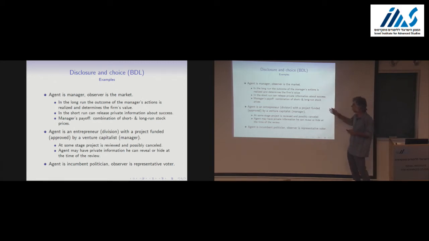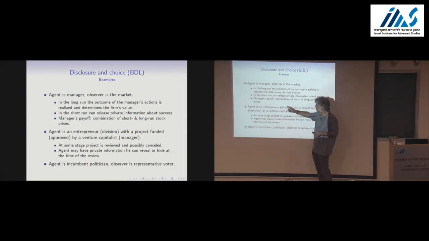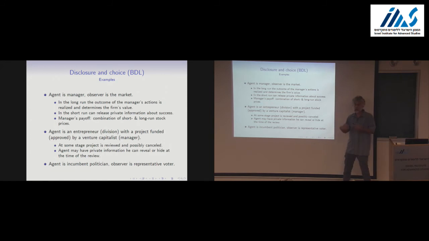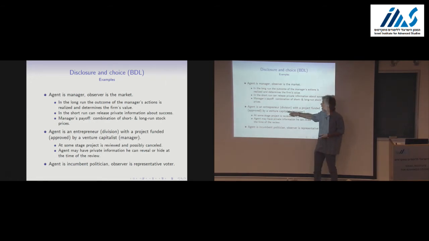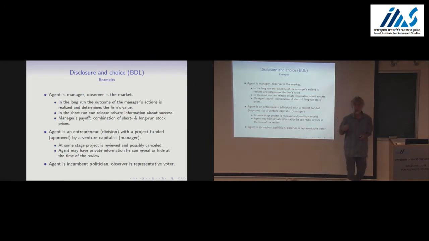Another example would be an entrepreneur trying to get a project funded by a venture capitalist, or a division that wants the manager to approve the project that it is proposing to engage in. Okay? At some stage, the project's going to be reviewed, and if the evidence presented so far isn't good enough, then the project will be canceled. But there might not be enough evidence, and then the manager or the entrepreneur has to decide, well, there isn't evidence, do I pull the plug on this project or not? And the question is, how will this affect the entrepreneurs' and the divisions' decisions about what projects to engage in?